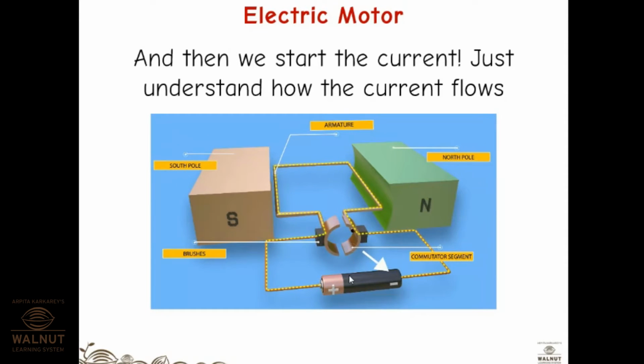Notice where the north and south pole are kept. On the right side of the coil, the current is going away from us. On the left side of the coil, the current is coming towards us. The magnetic field is from north to south.